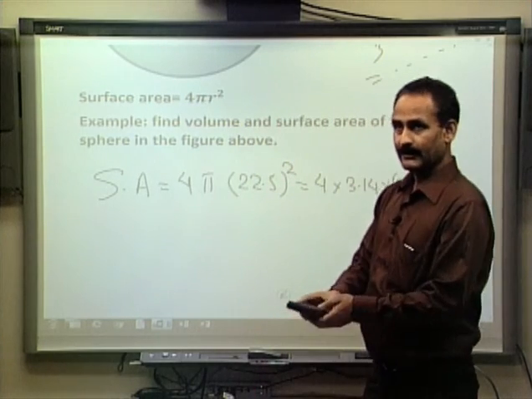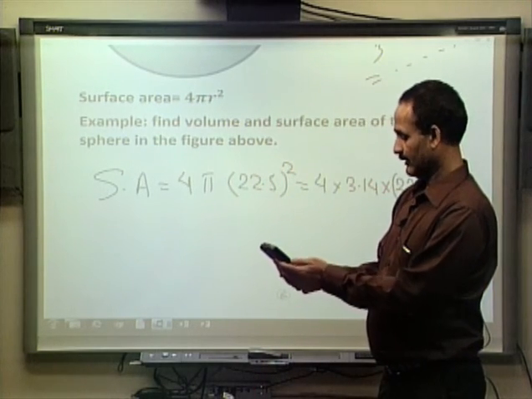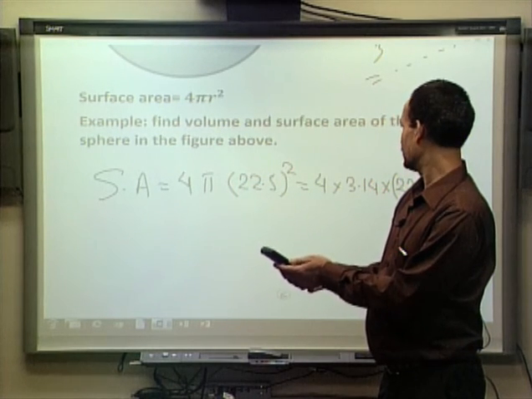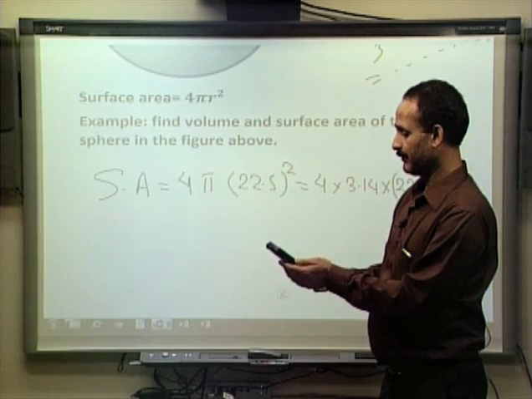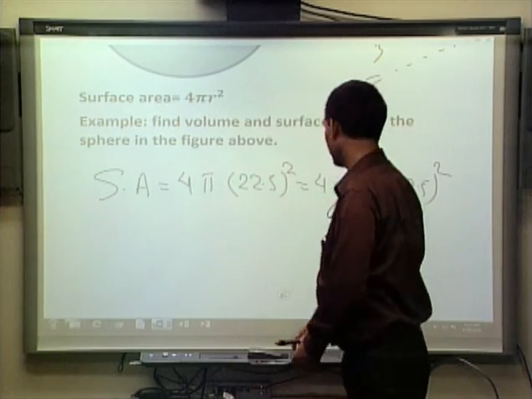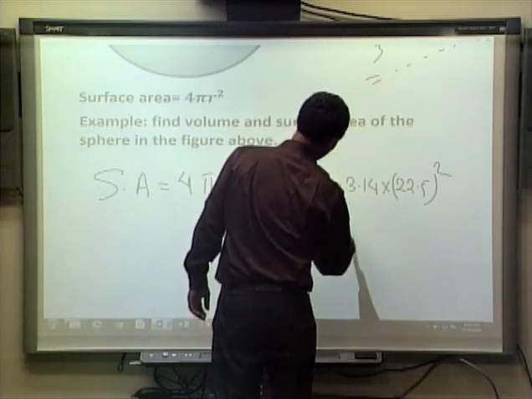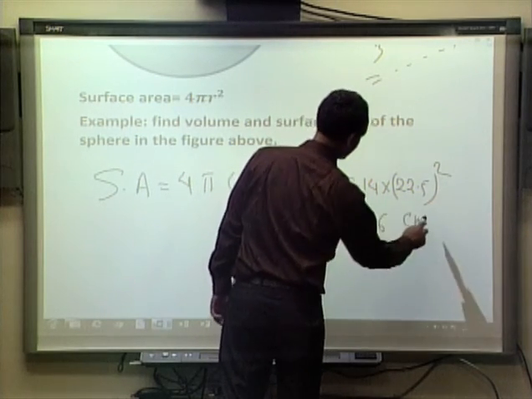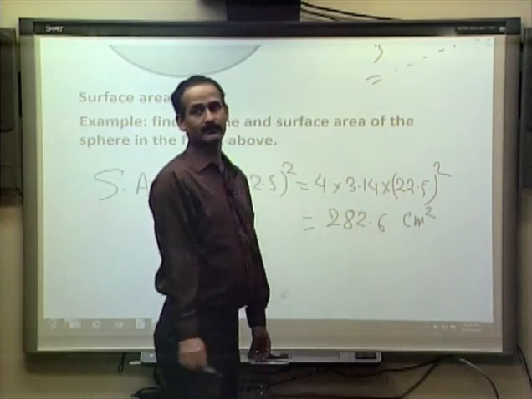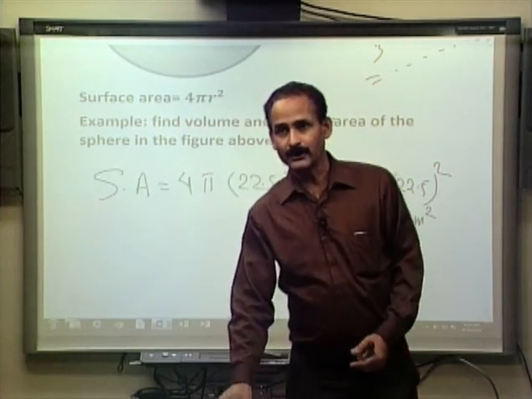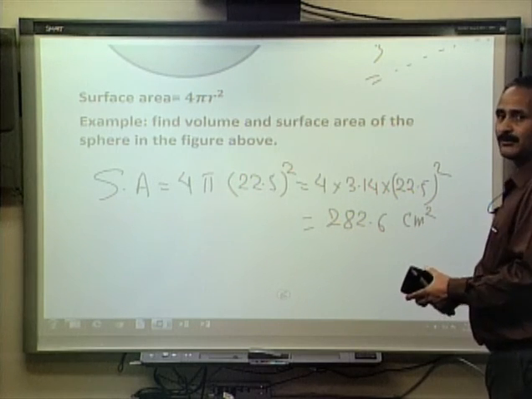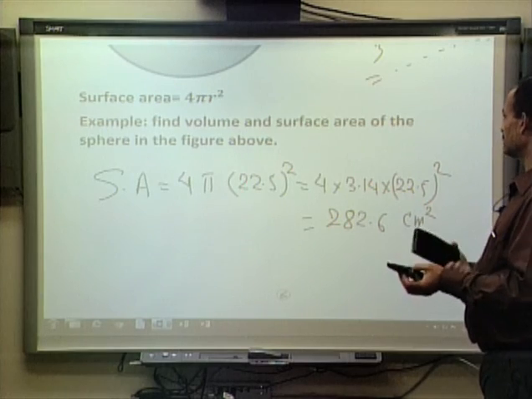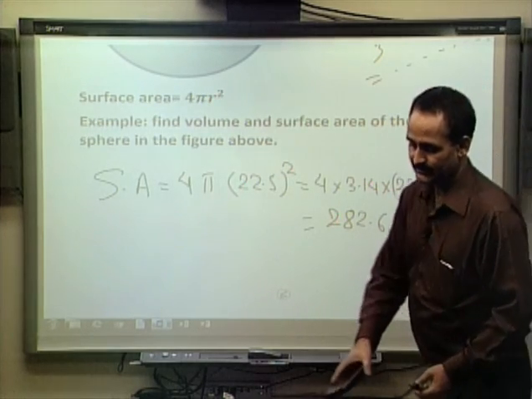So, let us see, 4 times 3.14 times 22.5, 282.6. If I use the calculator correctly, the surface area of this sphere is 282.6 square centimeters.